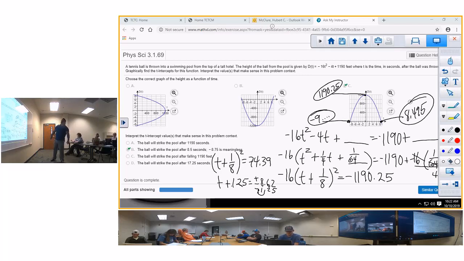So at 8.5 seconds, or whatever this is, what is this? A tennis ball? So after you throw it, at 8.5 seconds, it's going to hit the ground.